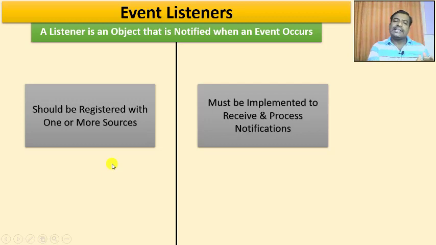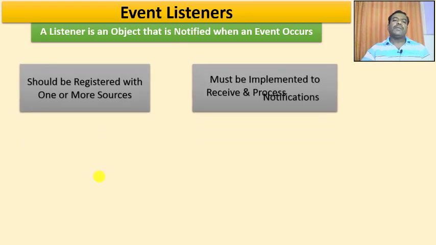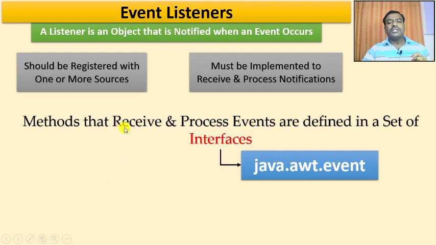Hence step 1 is that it should be registered. Step 2 is that the method or the process logic should be implemented so that it can handle the event it has registered for. So when I talk about an event listener, just think about these two parts: register, and make sure you have a method implemented to handle that particular event which will occur from the source. The methods which receive and process the events are defined in a set of interfaces.